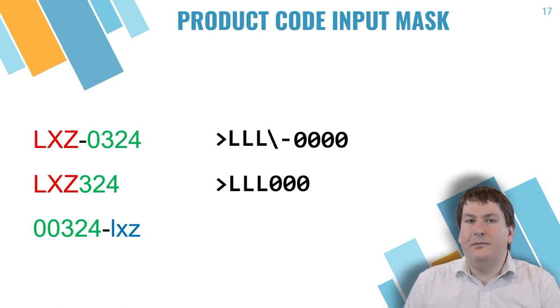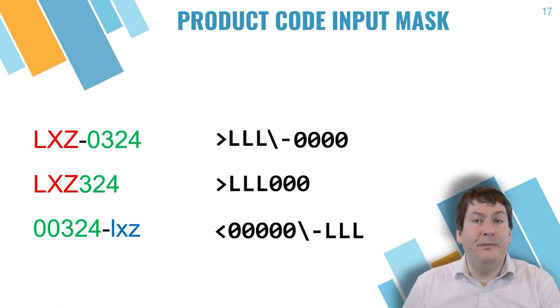Since we're following simpler steps and dealing with a similar product code, we're going to get a similar input mask. The big difference here is that we're using that less than symbol, as we want the letters in this input mask to be lowercase. And now we have five zeros, because we want five digits.